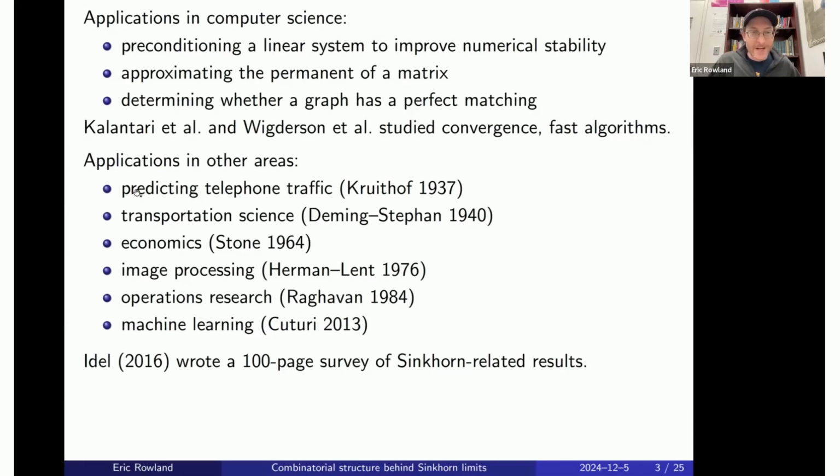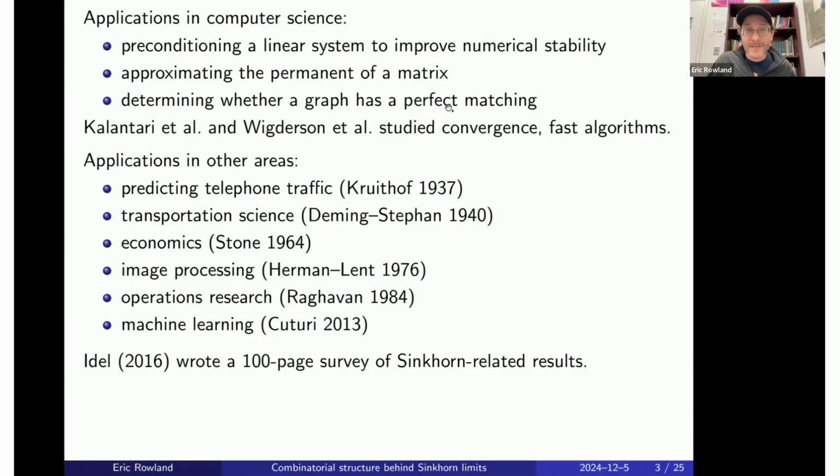Most of these I don't know anything about. Predicting telephone traffic, from this paper from the 1930s by Krupp. This I read carefully enough to understand what was going on. So it's actually pretty interesting. It's in Dutch, but there's an English translation. I made a YouTube video about it a few months ago where I talk about this in detail.